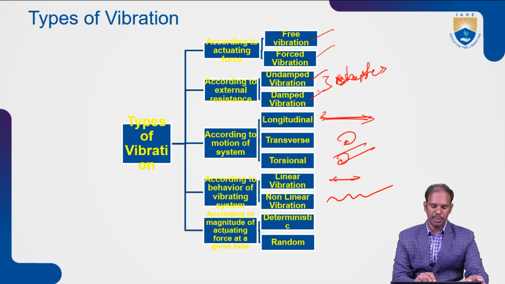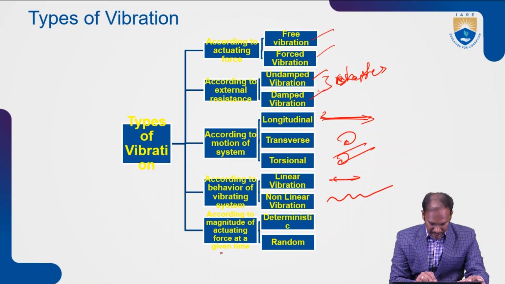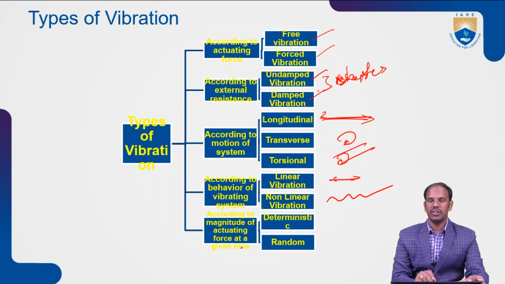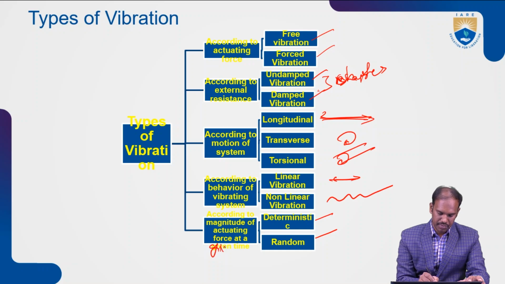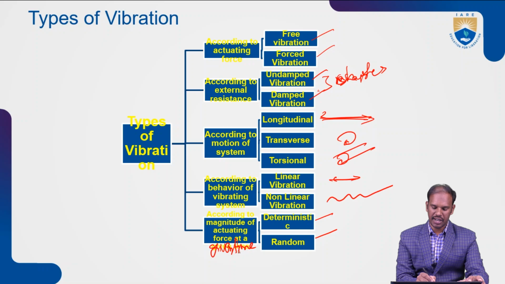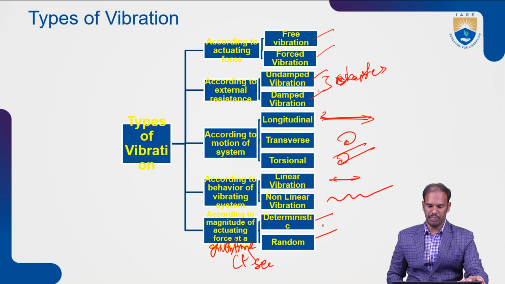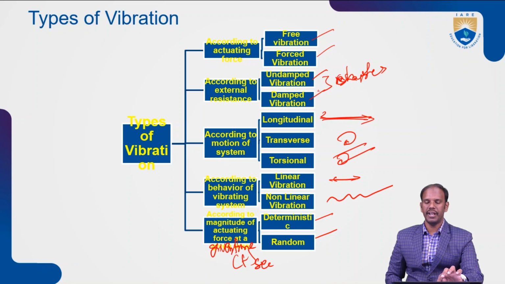And according to the magnitude of the actuating force, given a time t in seconds, we can say it is deterministic or random. So the random and deterministic models will be presented in these chapters. First we are going to see damped and undamped vibration.